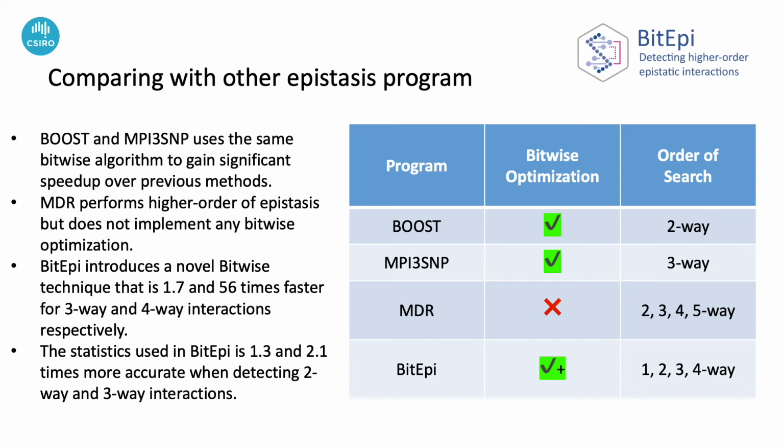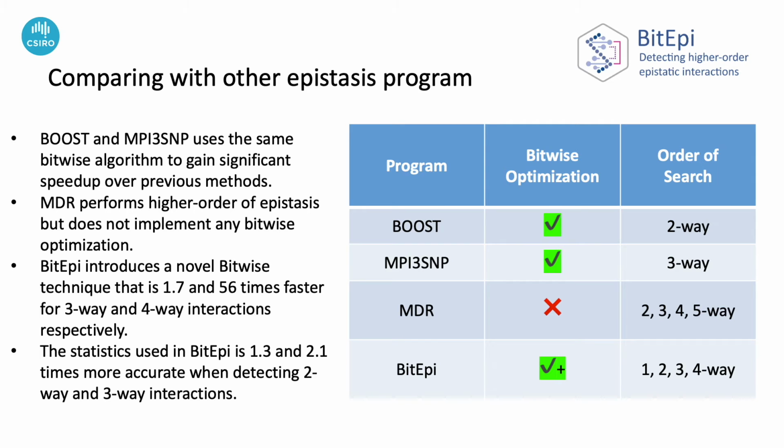MPI3SNP uses the same bitwise approach but expanded to three-way search. And it also replaced the log-linear model with an entropy-based model for the second step. BitEpi introduces a new bitwise optimization, which is perfect for 3- and 4-way interactions, or basically higher-order interactions, which have been less discussed because of their high computational cost.